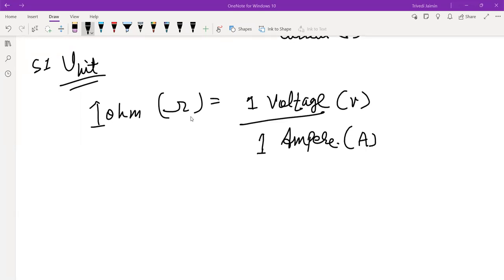Resistance of a conductor is said to be 1 ohm if a current of 1 ampere flows through it and the potential difference across its ends is 1 volt. Yes, simple. Sir, it's correct only, right? Yeah, absolutely.